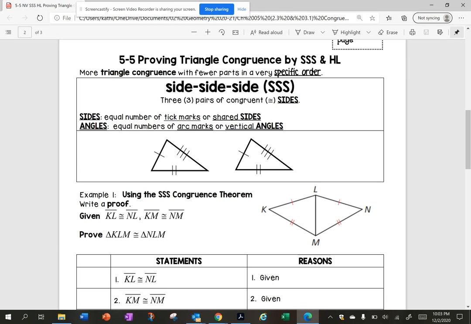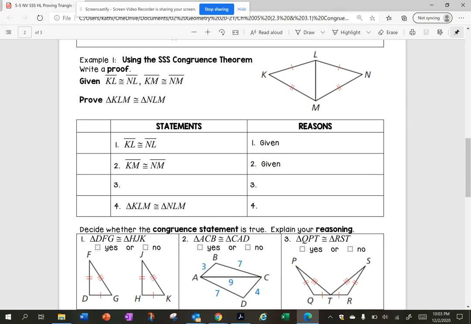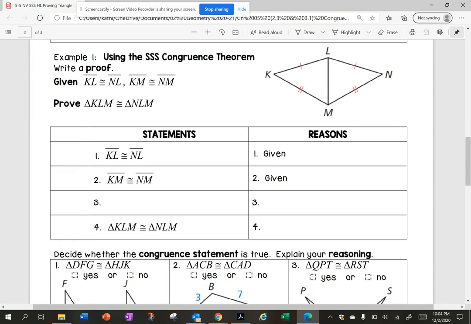So one of the types of orders is where I have all 3 pairs of sides, and we call that side, side, side triangle congruence. So I'm specifically looking for the same number of tick marks. I am looking at if I have shared sides, or if there's numbers, the numbers would tell me they're congruent also. Okay, so let's do a theorem here. We are going to write a proof. I want to prove that my 2 triangles are congruent with the given information.